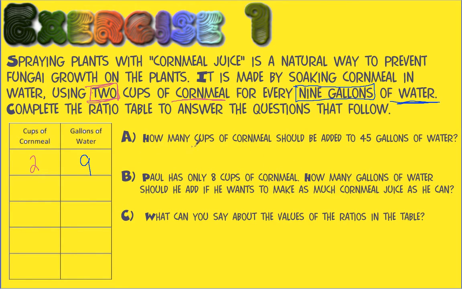To answer this question, how many cups of cornmeal should be added to 45 gallons of water? Now, with the table, if I put 45 gallons of water, I have to think, how did I go from 9 to 45? Well, I had to multiply by 5. So if I multiply the gallons of water by 5, I have to do the same thing to the amount of cornmeal that I use, because if I don't, my mixture gets messed up. So I know that I have to use 10 cups of cornmeal.